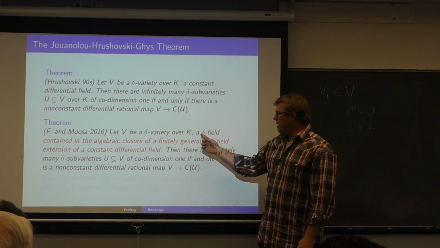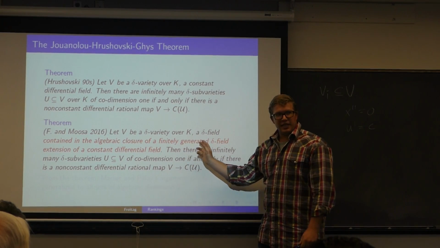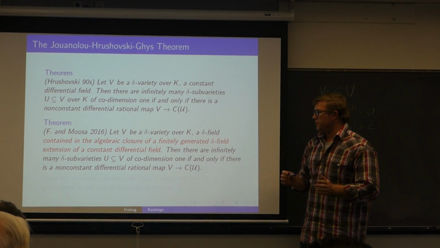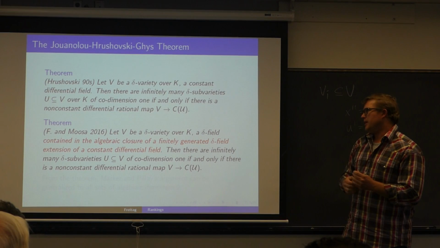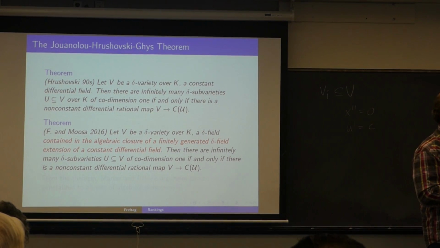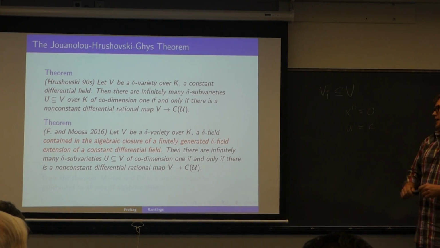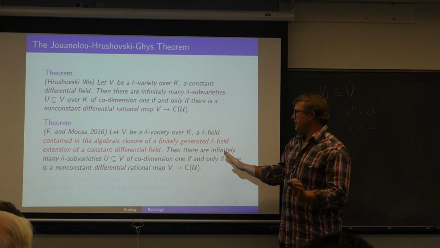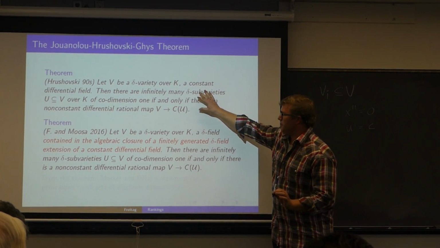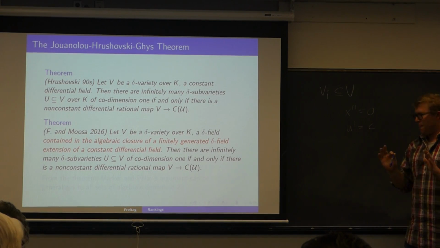But if instead of taking K to be a field of constants, you can take it to be a finitely generated differential field, even somewhere in the algebraic closure of such a field, and you still get the same result. You just said the subvariety is defined over K. Oh, yeah, sorry. The subvarieties are defined over K. Here they're defined over K, and here they're still defined over K, even if I didn't write them.